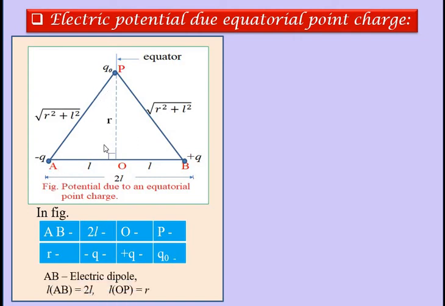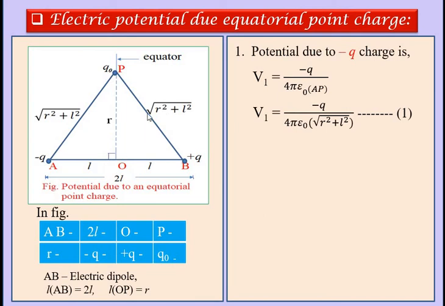Here, a right angle is taken. This is the hypotenuse of the right angle triangle, and according to Pythagoras theorem, the value of AP square is equal to L square plus R square. So, AP is equal to under root R square plus L square. Also, this is a right angle triangle, and in this triangle also, according to Pythagoras theorem, BP square is equal to R square plus L square. So, BP is equal to under root R square plus L square.